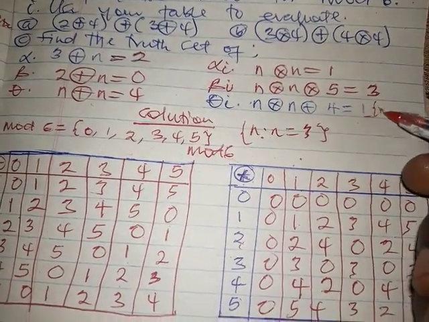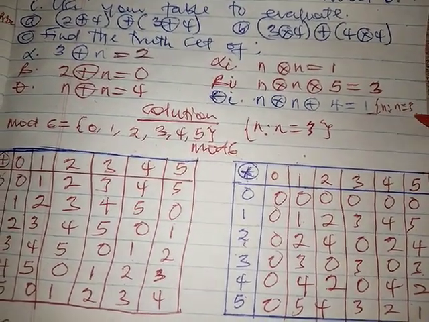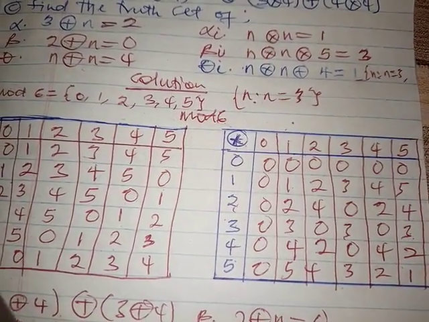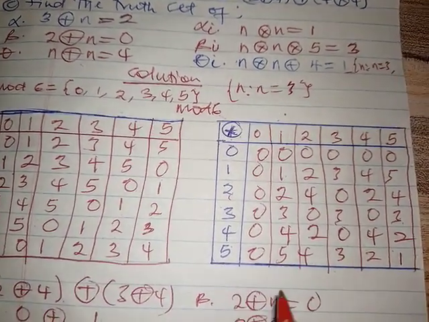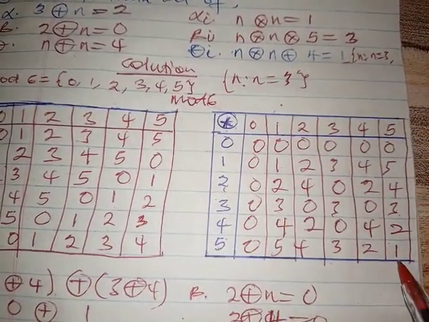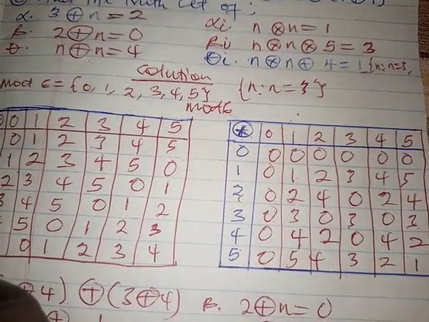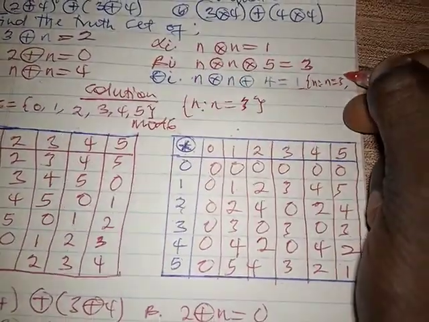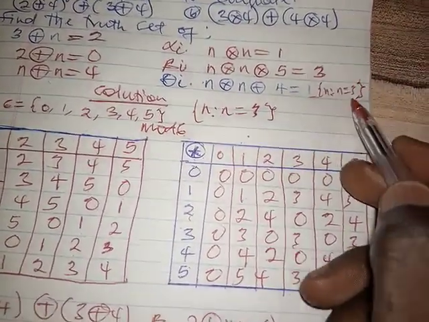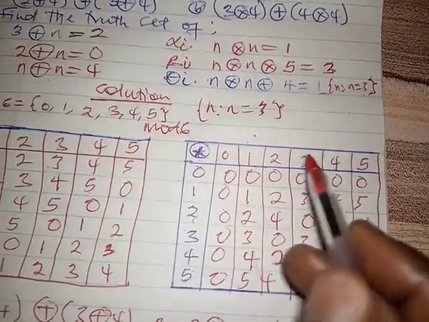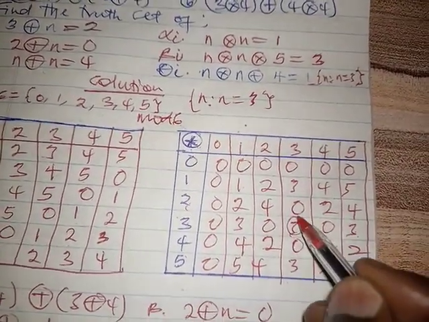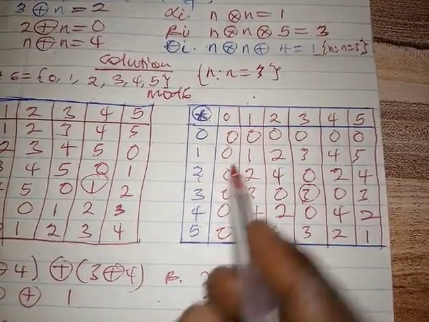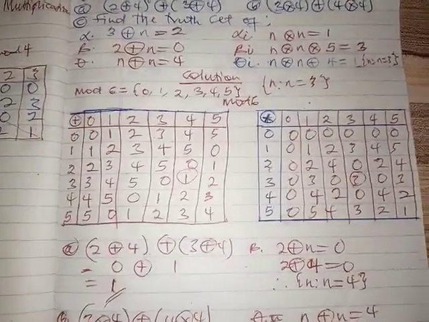So the answer to this problem is n is equal to 3. Now let's look at 4. 4 times 4 is 4, and 4 plus 4 is 2. 4 is not part. Let's try 5. 5 times 5 is 1, and 1 plus 4 is 5, which is not true. So the only number that can satisfy this condition is when n is 3, because when n is 3, 3 times 3 is 3. This is the answer, 3. And 3 plus 4 is 1, which means 3 is the only number that can satisfy this condition.